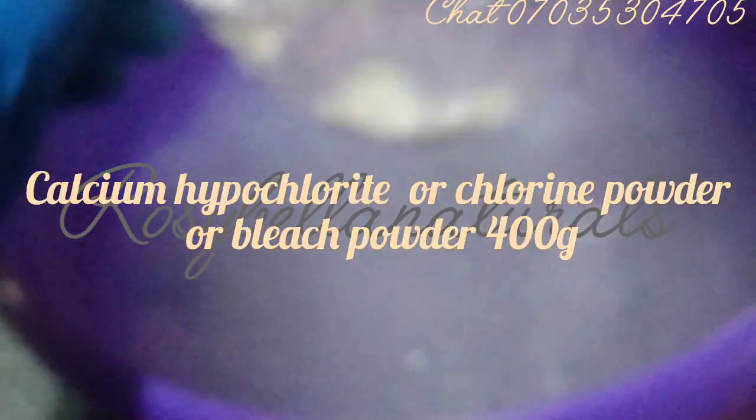So add this. This is not chlorine liquid, which is very dangerous. This is chlorine powder. It is also known as bleaching powder. So add this to the bucket. This is our 400 grams. So we add it into the bucket.